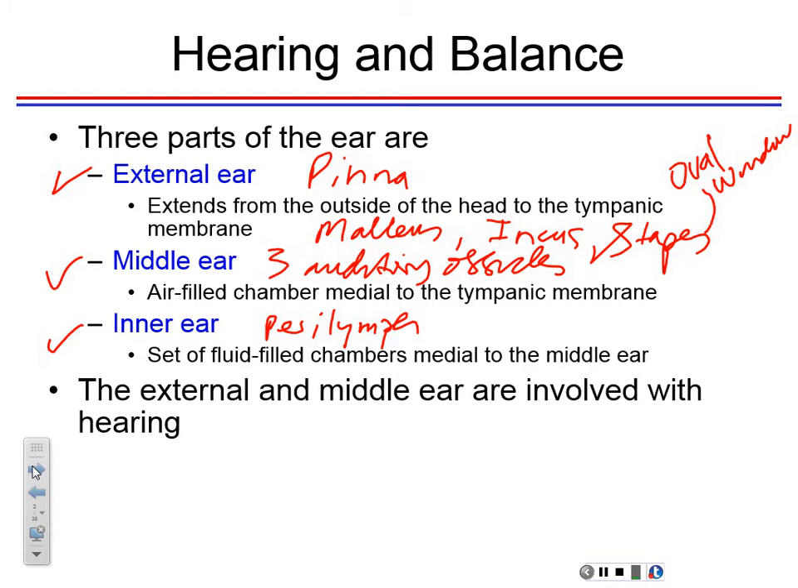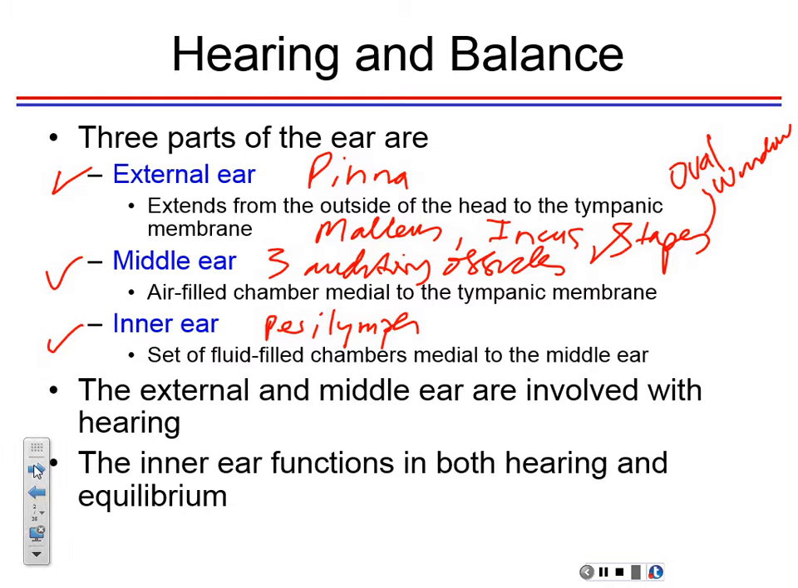And the inner ear is involved in both hearing and balance. See what I'm saying? Because the external and the middle ear, all they do is channel sound waves. That's it. And the sound waves are for hearing. But the inner ear has the cochlea, which is involved in hearing, and it's also a membrane-bound section of the ear with liquid inside of it, surrounded by liquid on the outside.